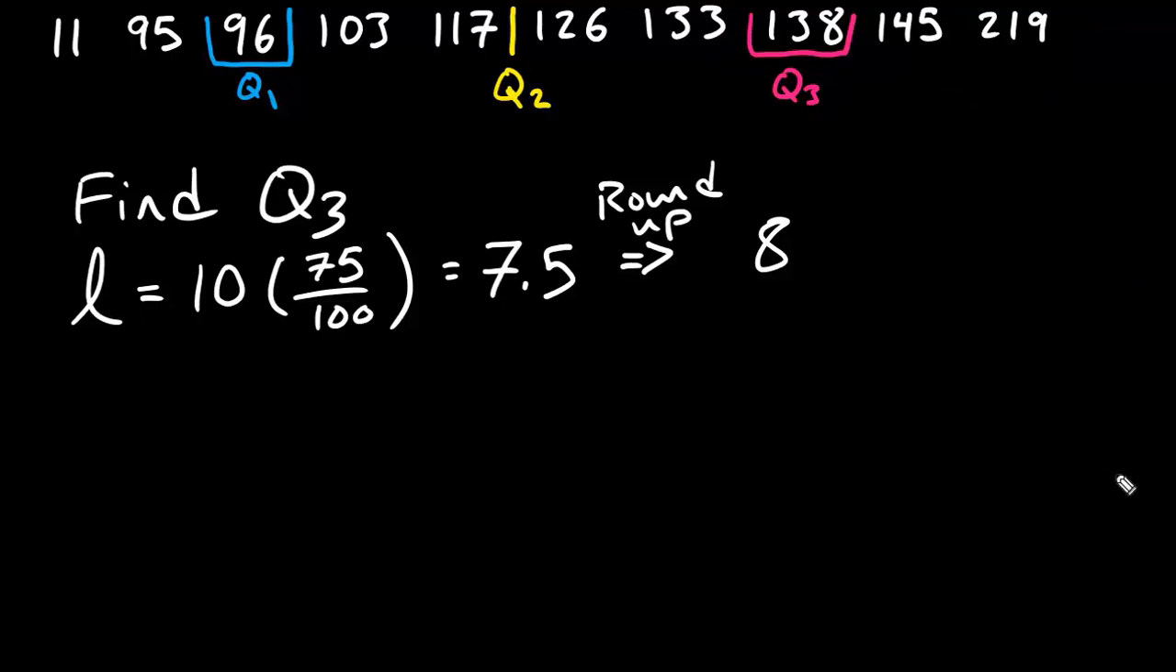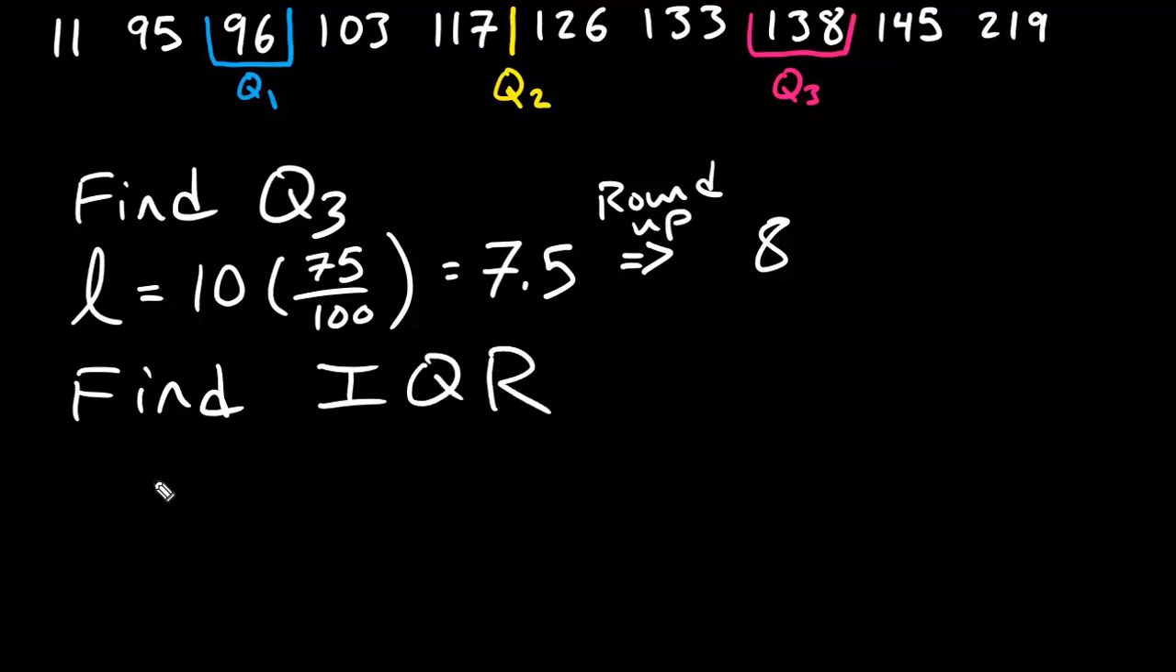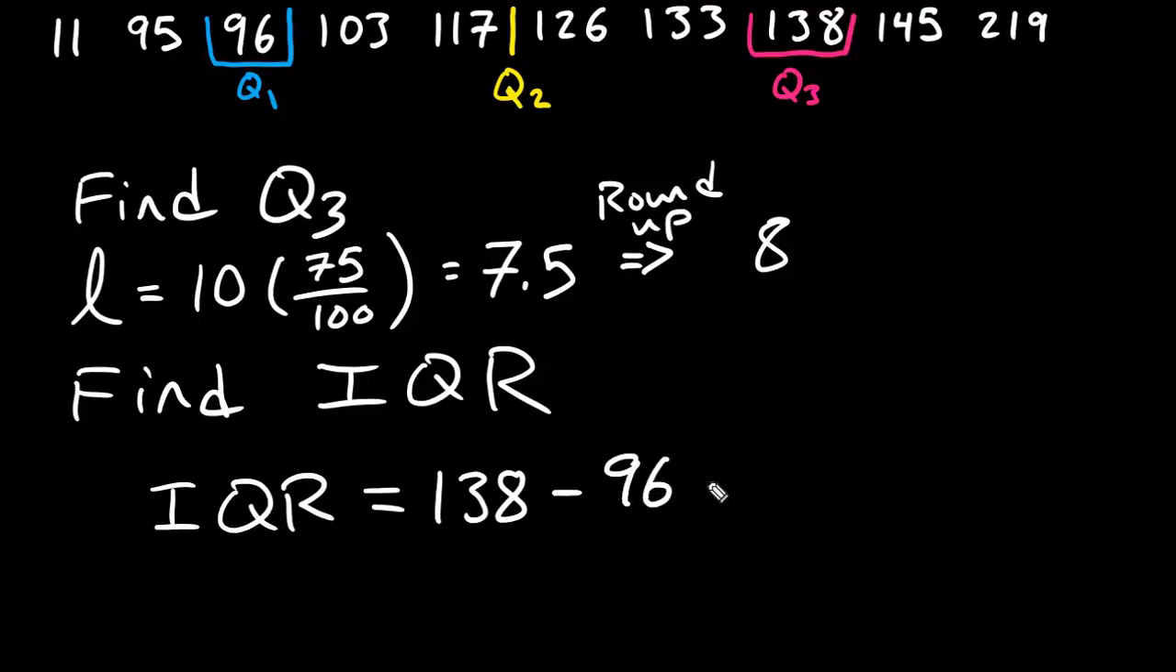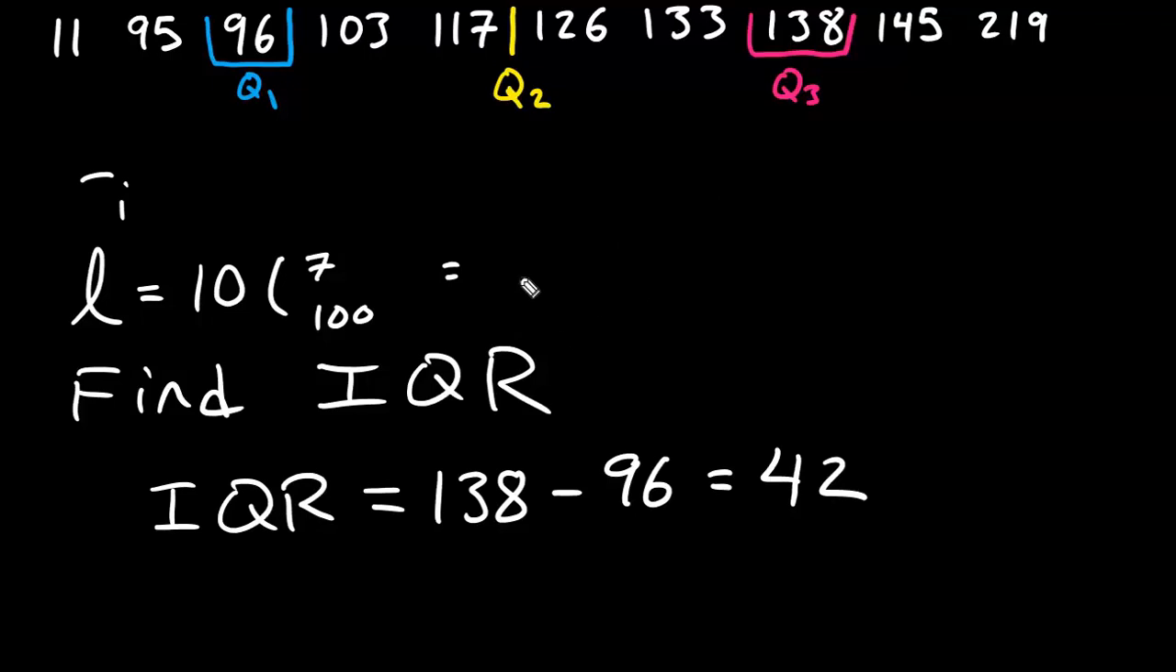All right, the next thing we probably want to do is find that interquartile range. We know that our interquartile range is our Q3, so 138, minus our Q1, which is 96. And so that's going to give us an IQR of 42. Let's go ahead and just do this part. So we found all of our quartiles, we found our IQR. Let's look at outliers before we look at that box plot.